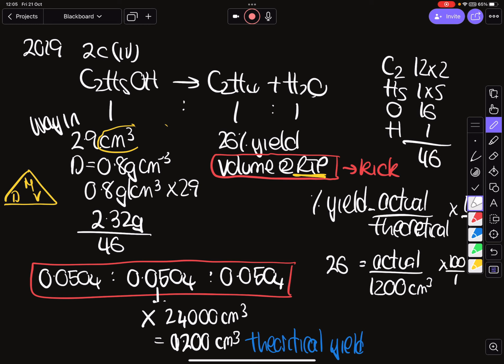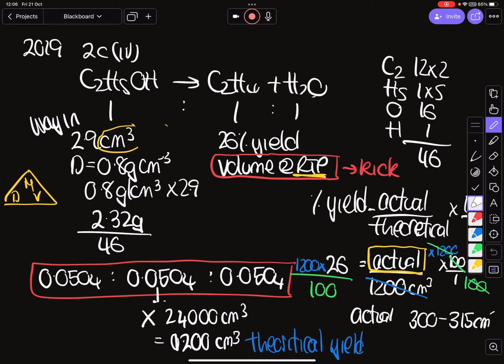multiplied by 100/1. And now we're doing a little bit of algebra in that we are going to move everything such that all I have left is actual on this side. So to get rid of the 1,200, I have to multiply both sides by 1,200. To get rid of this 100, I need to divide both sides by 100, because these will all cancel out. And when I plug that into my calculator, I should end up getting an actual yield of somewhere between 300 to 315 centimeters cubed.